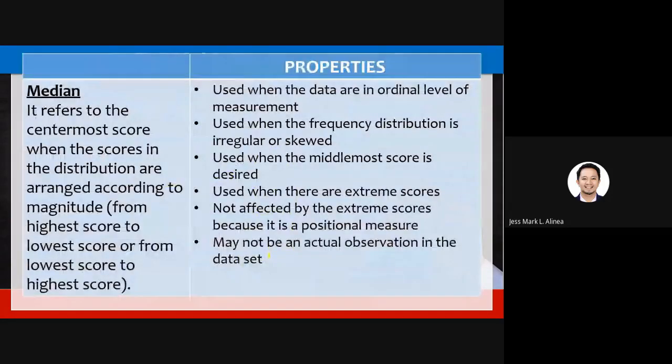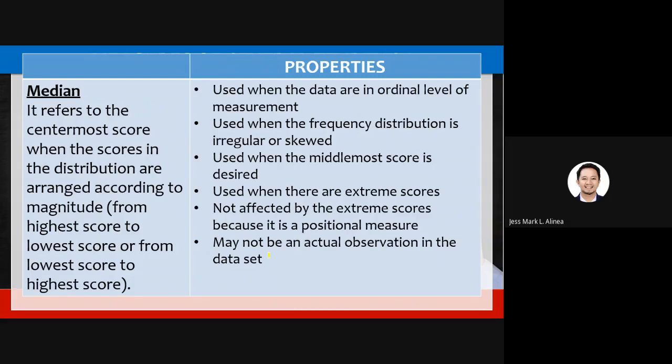Median. Median refers to the centermost score when the scores in the distribution are arranged according to magnitude, from highest score to lowest score, or from lowest score to highest score. Ginagamit natin median pag ang data natin are in ordinal level. Pag sinabing ordinal level, arranged from highest to lowest or lowest to highest. Ginagamit when the frequency distribution is irregular. Kung si mean ginagamit when there is regular distribution, ginagamit si median pag irregular or skewed to the left or to the right ang ating scores.